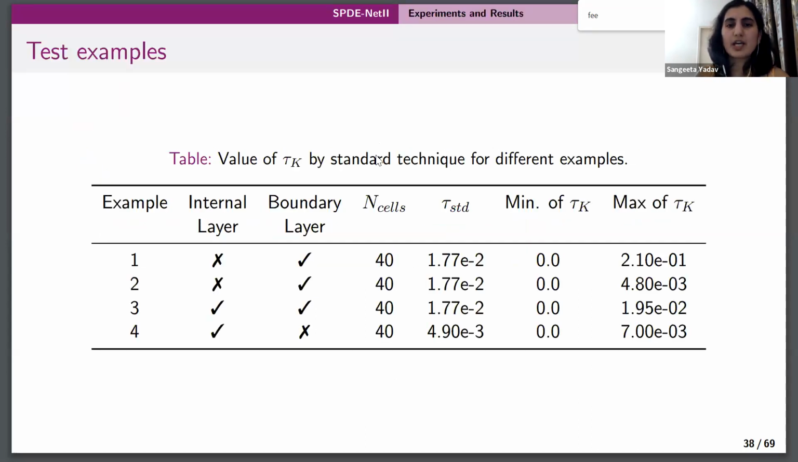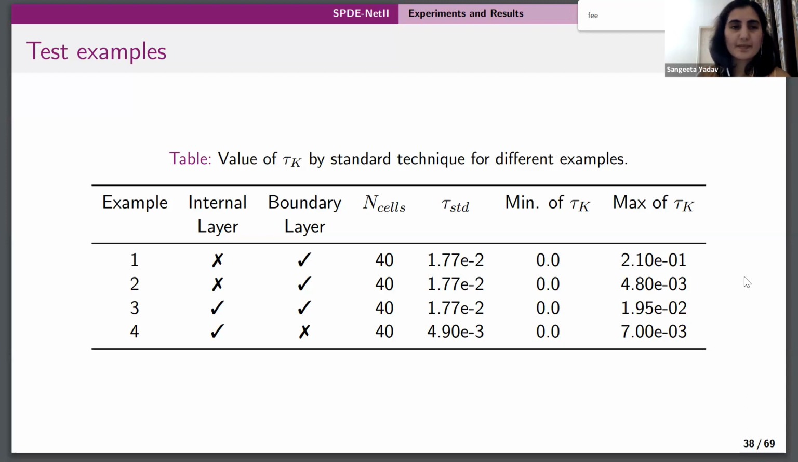We are considering 4 types of examples with different complexities based on the presence of the interior layer and the boundary layer. In the first example, we have a boundary layer. In the second, we also have a boundary layer, but we have convection velocities in both X and Y. In the third example, we have interior and boundary layers both. And in the fourth, we have only an interior layer. For all these 4 examples, we will show the prediction from the SPD-NET2 and the kind of solutions which we have obtained from them.